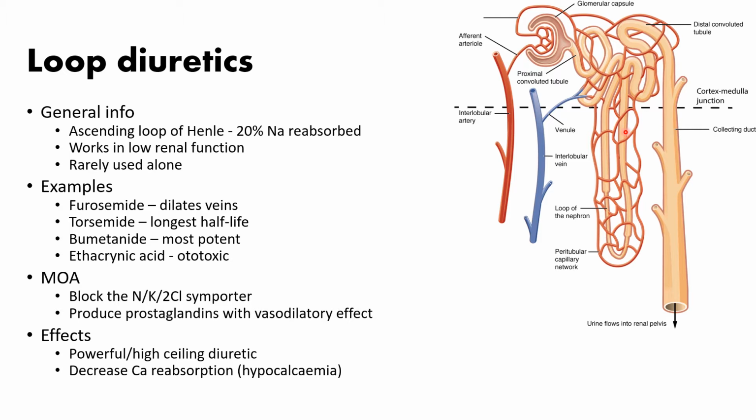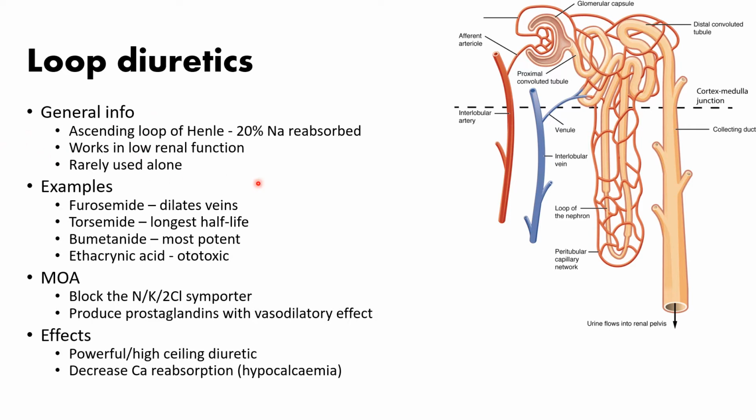Loop diuretics can work in low renal function. Actually, they are the drug of choice for moderate to severe renal failure because they do not alter the glomerular filtration rate. So they're good even if your kidneys are not functioning very well. They're rarely used alone because they trigger compensatory mechanisms, which I will explain later, and they have a very short duration of action. So yeah, they're not used alone.